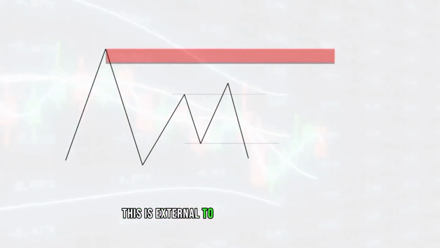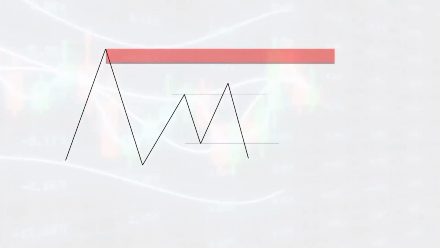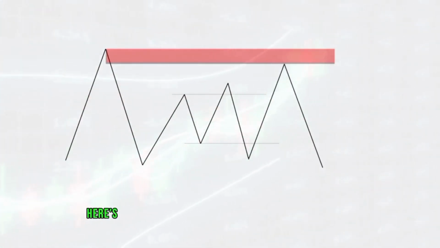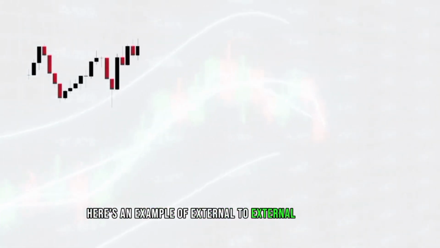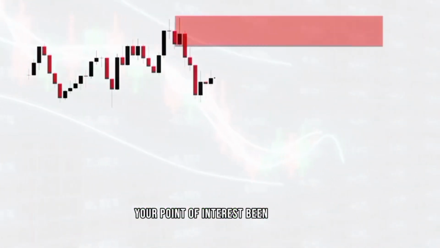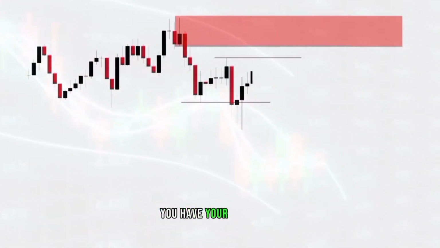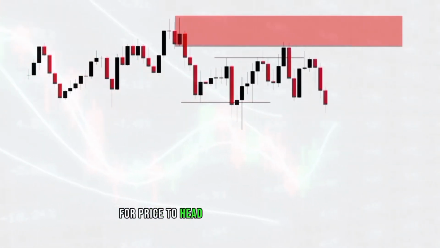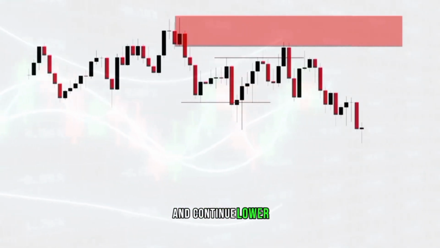This is external to external inducement. So both sides of the liquidity get taken. So here's an example of external to external inducement. Your point of interest been formed. You have your low taken. Now you have your high taken for price to head to the point of interest and continue lower.